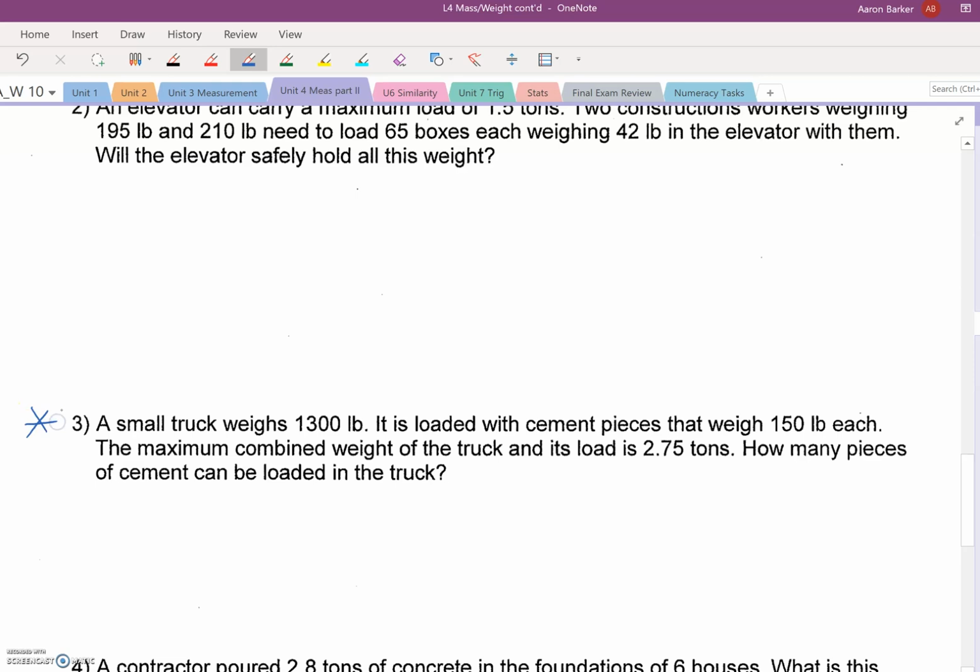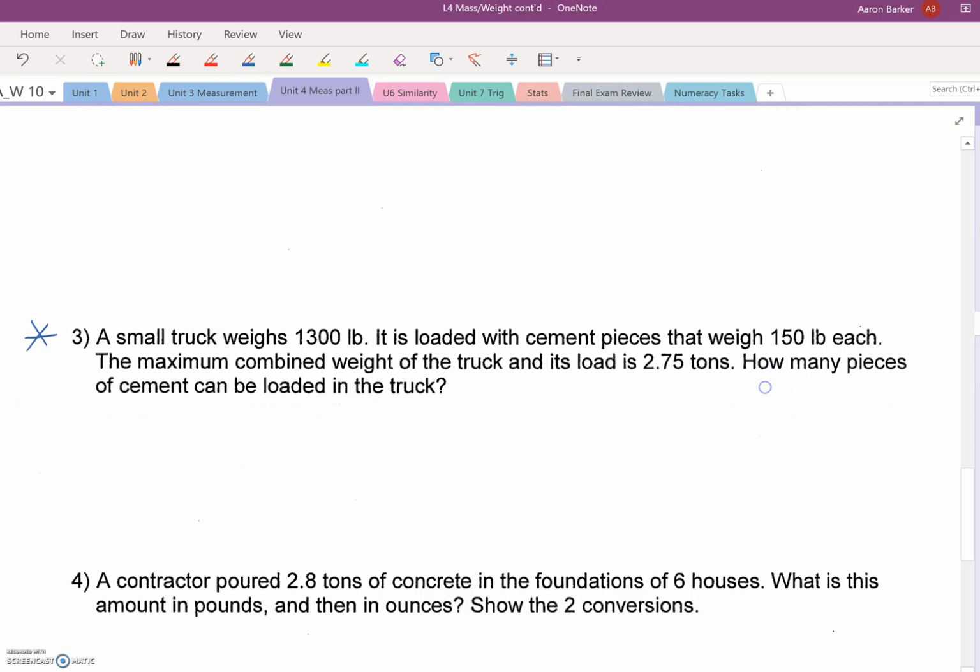So for this one, number 3, a small truck weighs 13,000 pounds. It's loaded with cement pieces that weigh 150 pounds each. Combined weight of the truck and its load is 2.75 tons. So how many pieces can be loaded in the truck? What you're going to have to do is take 2.75 tons, and convert that into how many pounds. Then you can subtract the weight of the truck, 13,000 pounds.